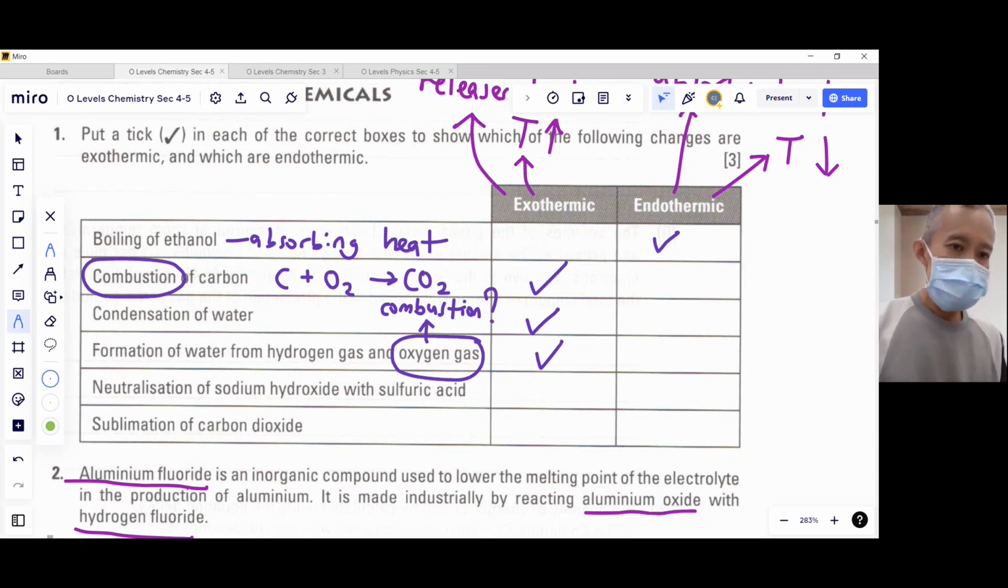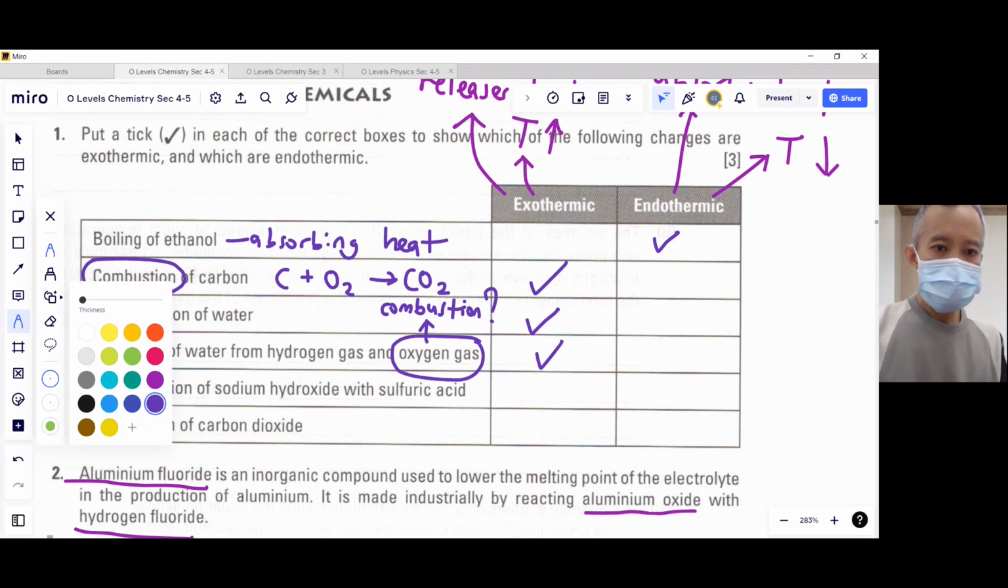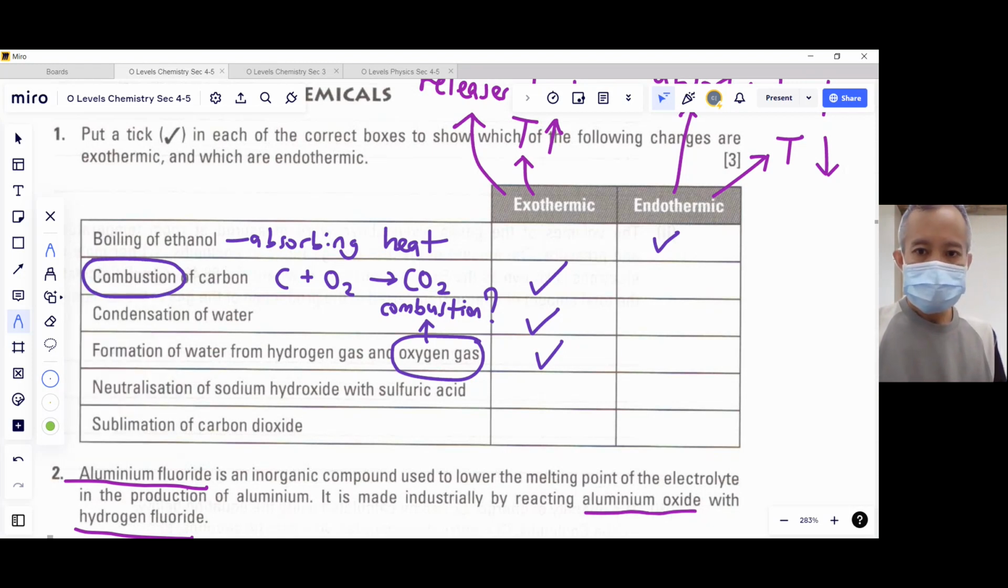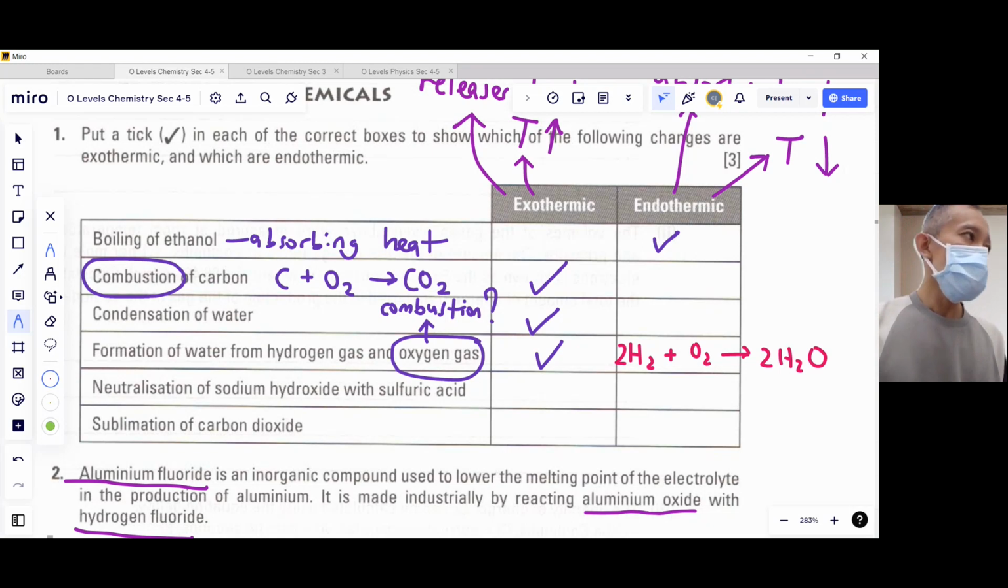And in fact, this is the reaction. Let me use a different color. It's actually what you do when you test for hydrogen gas. You hear that pop sound. That is a combustion.